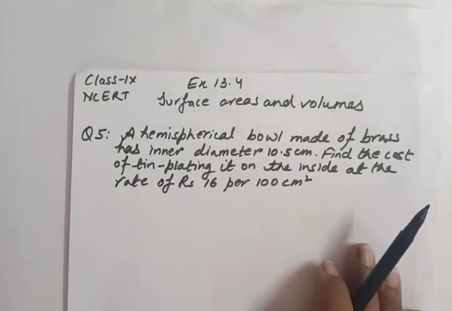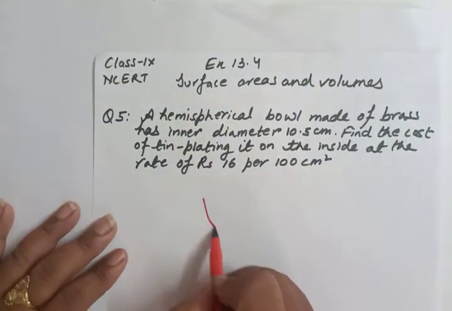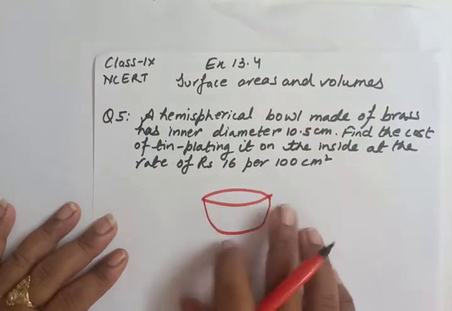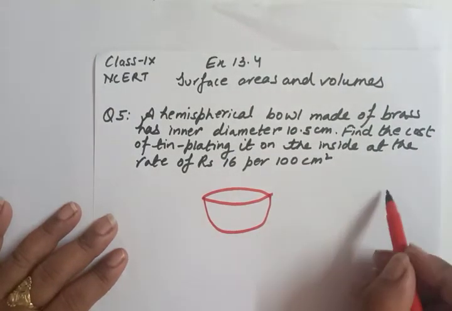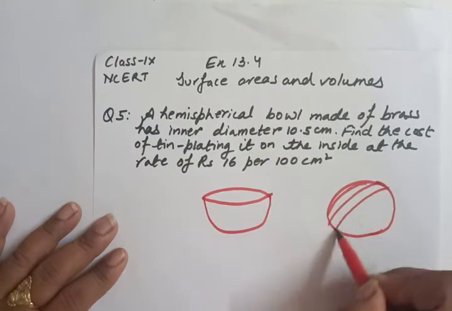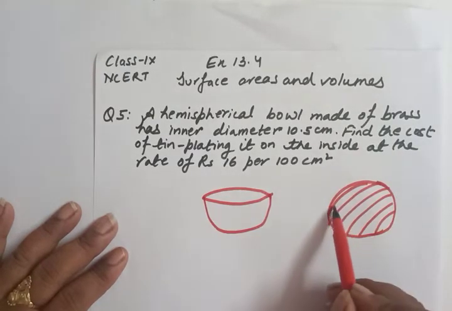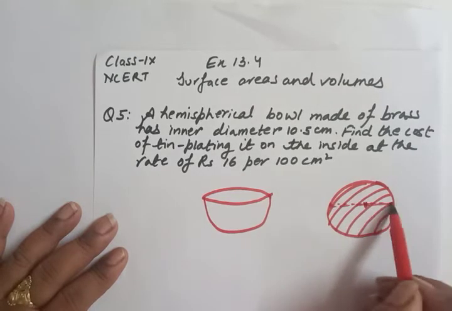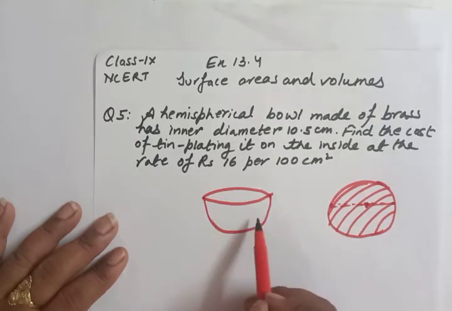So let's again understand with the help of a figure. Suppose this is a hemispherical bowl. First of all, let's understand the meaning of the word hemisphere. I already told you the sphere is a 3D figure, just like our cricket ball. When we cut it from the center in a plane, what you can see is a hemispherical bowl.